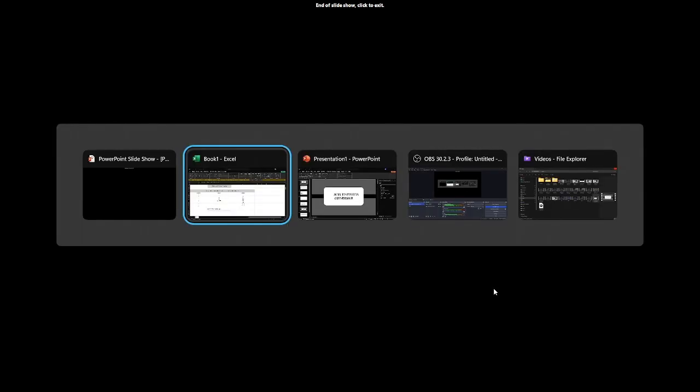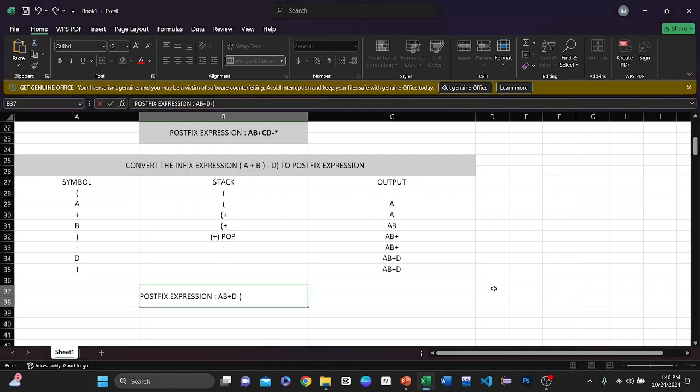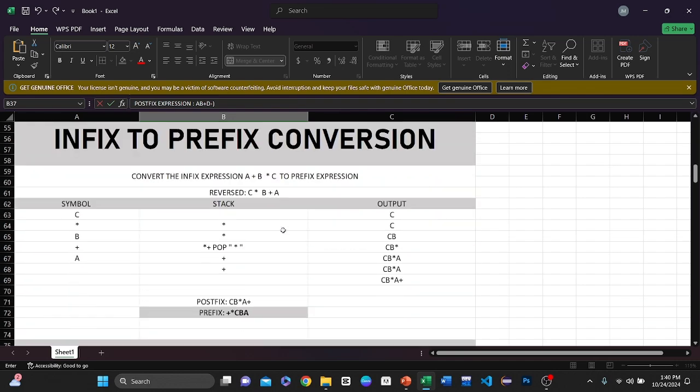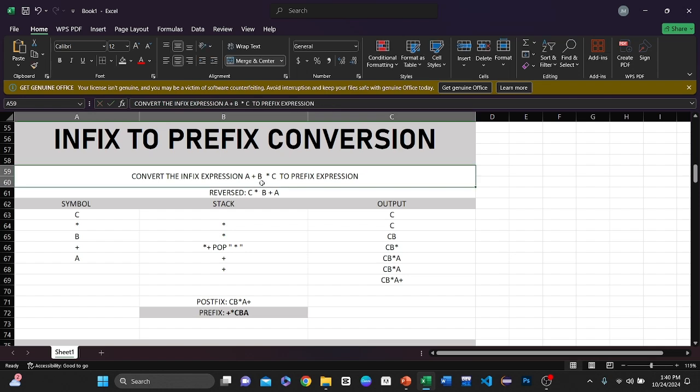So we will now go to our Excel example for the infix to prefix conversion. Again, the first row is we need to convert the infix expression, we reverse it. Our given is A plus B times C. The reverse is C, then the asterisk, then B, then plus A. Then we apply the postfix conversion.